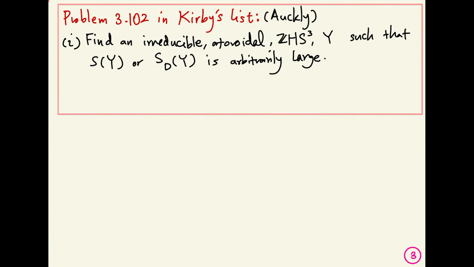A more precise statement of this is due to Dave Auckly, who, for some reason which is not quite necessary, asked, in addition to being an integer homology sphere, whether you can find irreducible toroidal integer homology spheres with large either surgery number or Dehn surgery number.